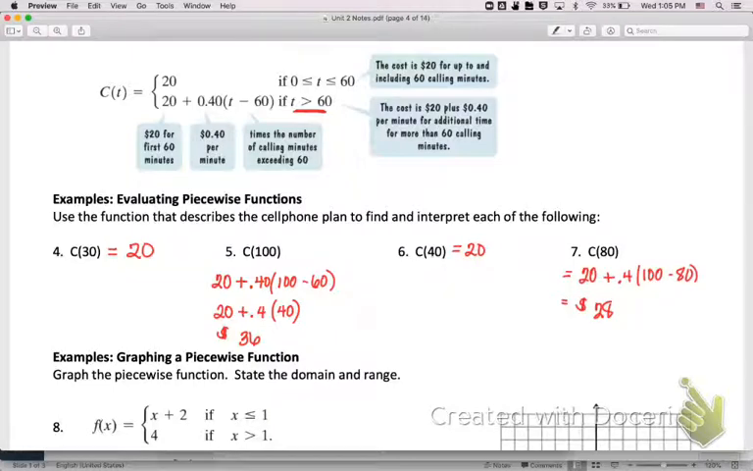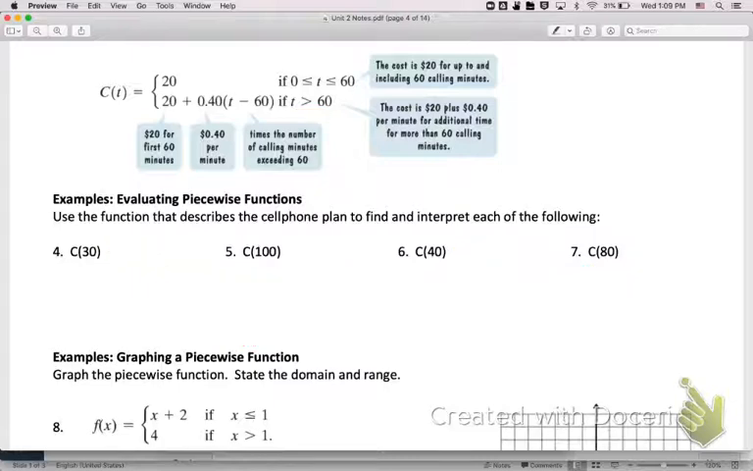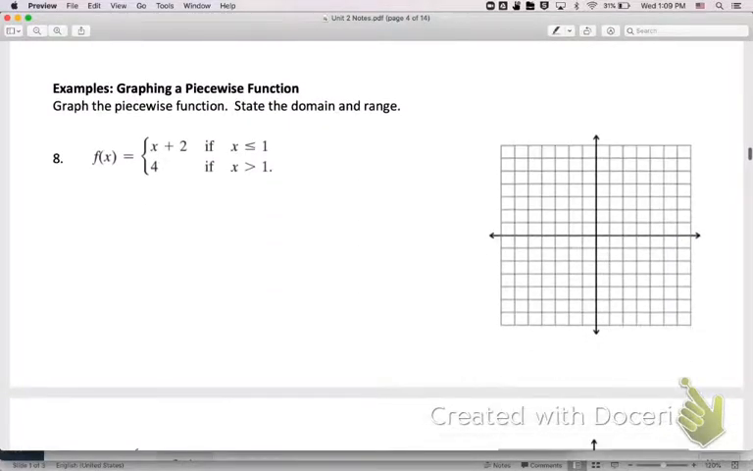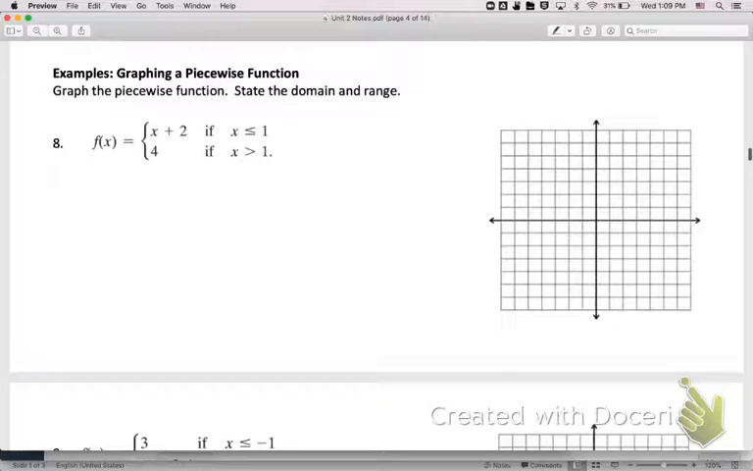So in a similar way, you should get 20 because 40 falls into the first rule, and you should get 28 because 80 falls into the second rule, okay? So that's the first trick, is kind of how do we read them. The tricky part now is how do we graph them? And then we always want to determine the domain and range. So I'm going to do a couple of these. I'll leave the rest for you to look up in the PDF of the notes and try on your own.